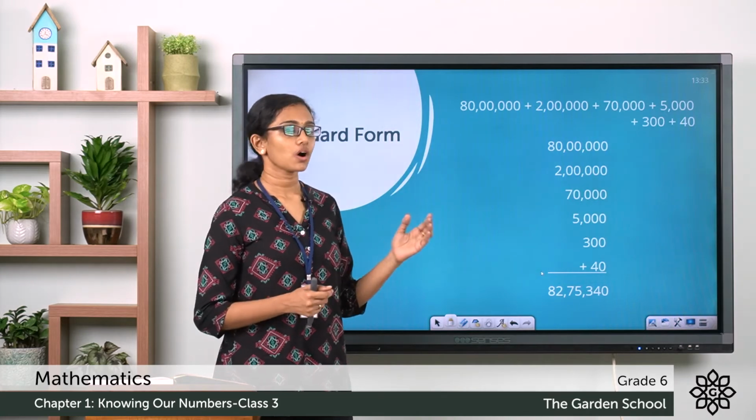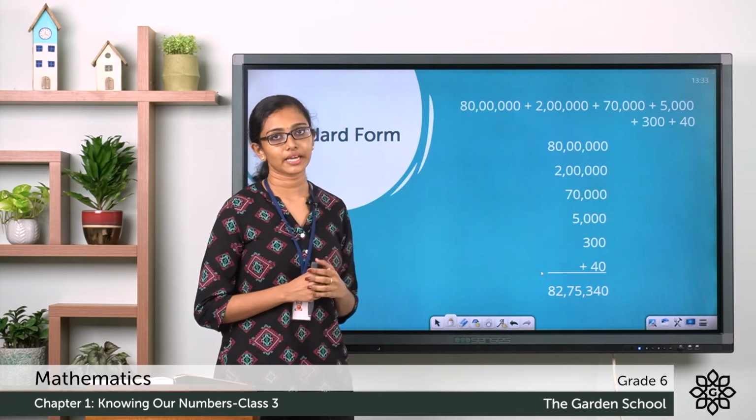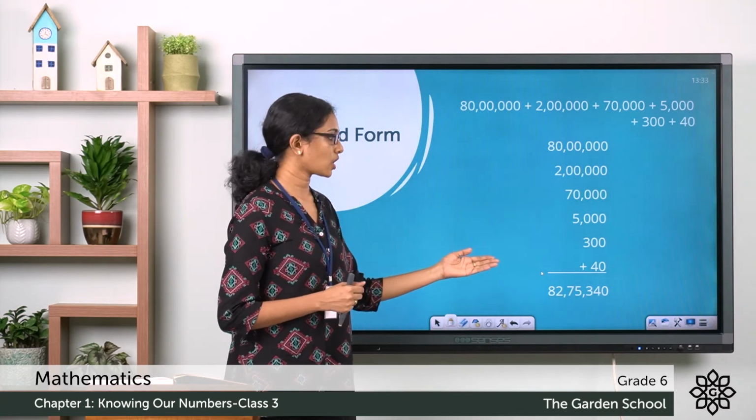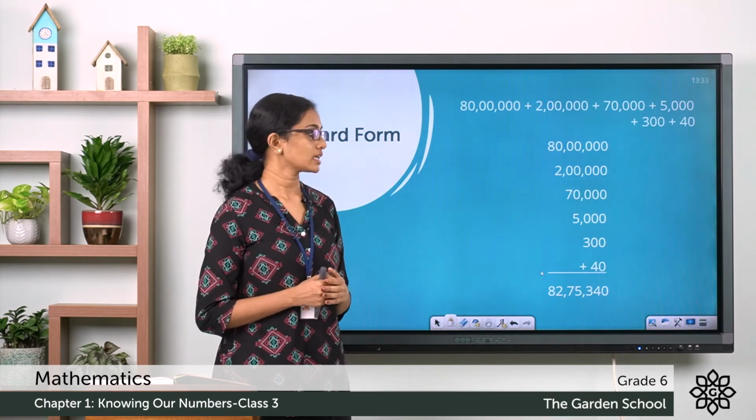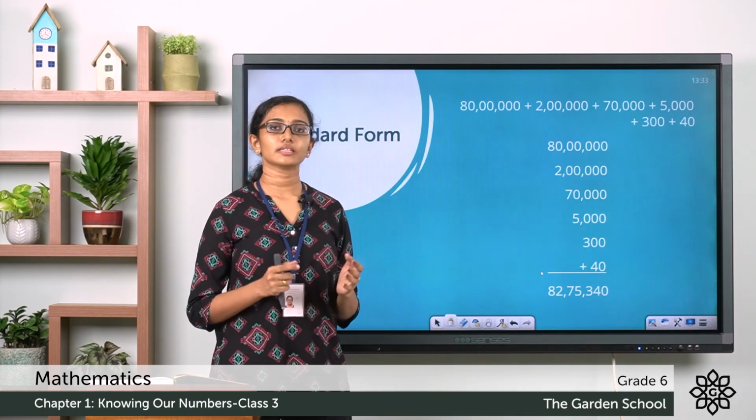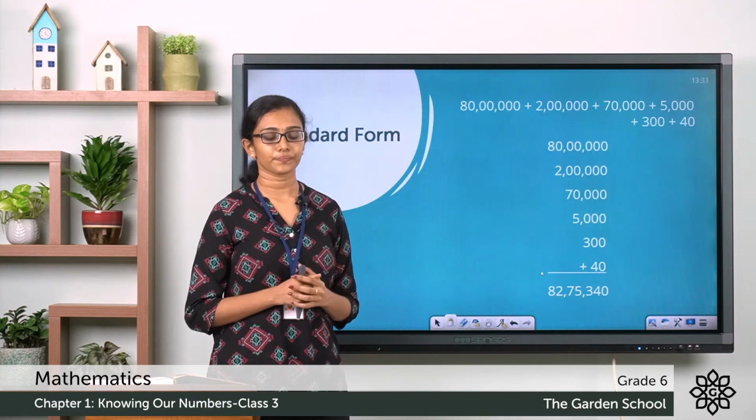So when you add up all the place values in the given expanded form, and you also insert commas in between to separate the periods, now this form is called the standard form or the short form.